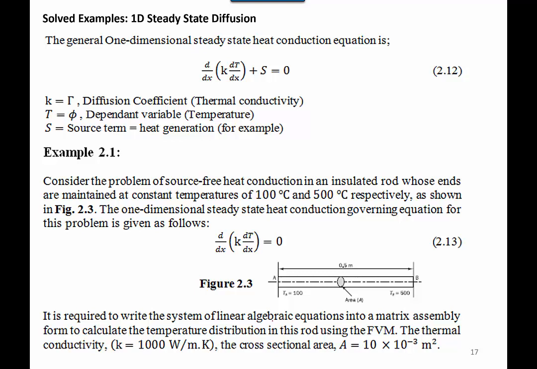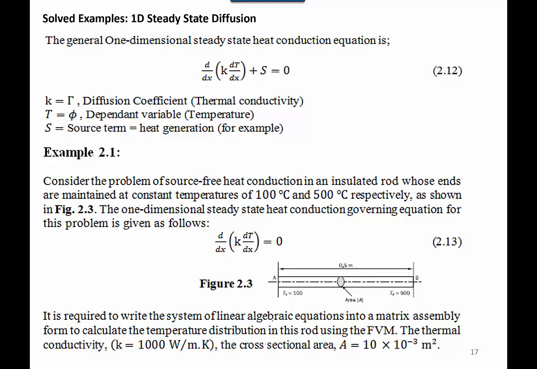Example 2.1. Consider a problem of source-free heat conduction in an insulated rod, or maybe it's a wall or slab, whose ends are maintained at constant temperature values of 100 to the left and 500 centigrade to the right respectively, as shown in figure 2.3. The one-dimensional energy equation is given as equation 2.13, d by dx of k dT by dx equals 0. There is no source term.